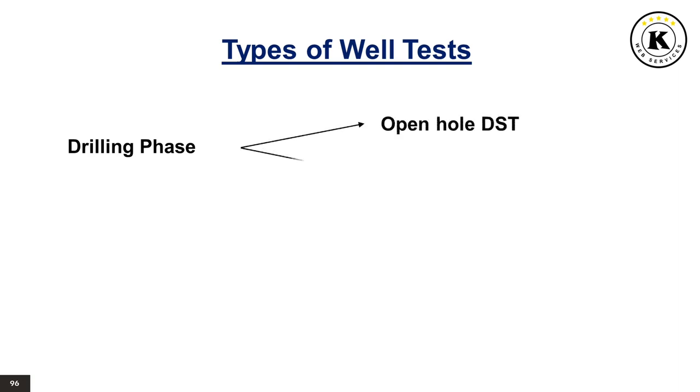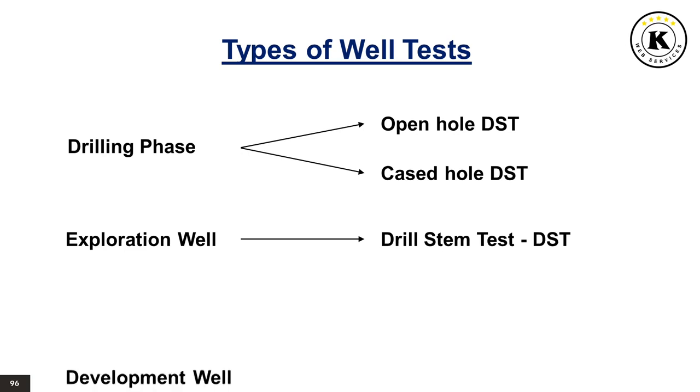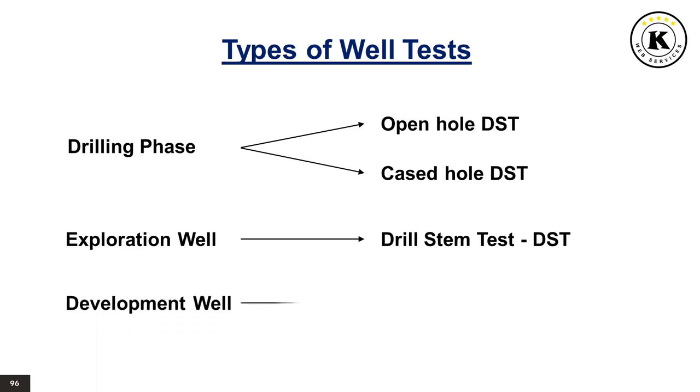Types of well tests. During the drilling phase of the well, a drill stem test, DST, is normally performed. Different types of DST are performed at various stages of drilling, either open hole DST or cased hole DST. During the exploration phase of the well, a drill stem test, DST, is normally performed to test the well. During the development phase of the well, drill stem test or production test can be done to test the well, depending on the well test objectives.